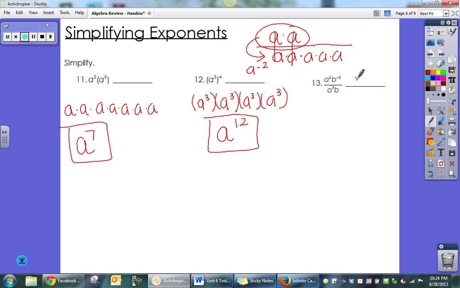But I have 2 of these a's that cancel out with 2 of those, so it becomes a to the 3rd. And then if I bring this b to the negative 3rd down, so it becomes positive, I've got 1 b down here, bring down 3, it's going to become b to the 4th, and I'm left with just a constant of 1 on the top.